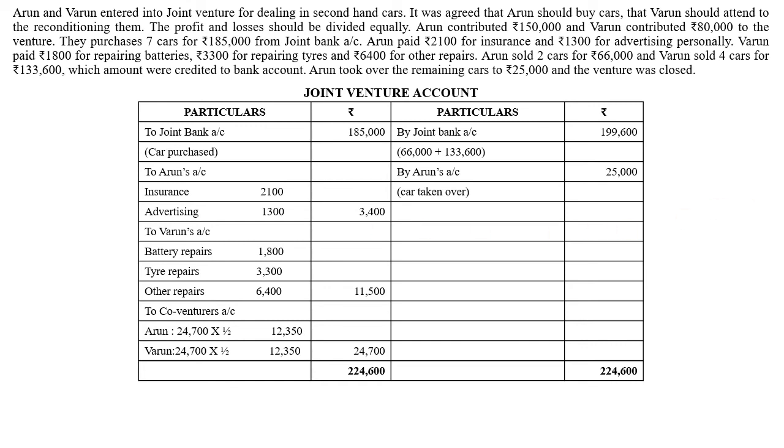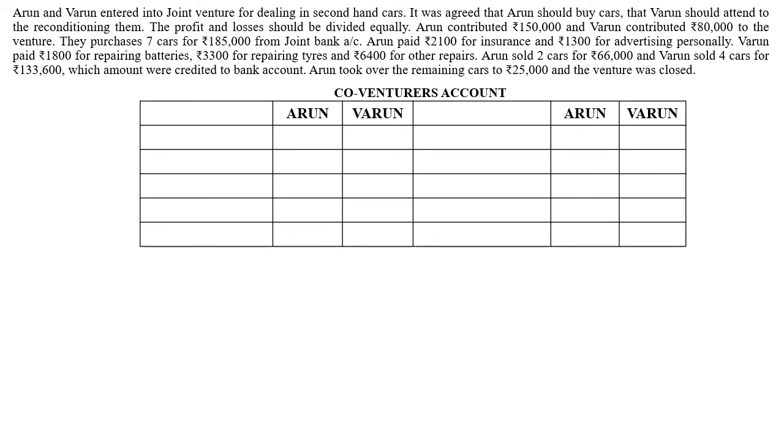The next ledger account, co-venturers account. You studied admission, you studied retirement, right? Same way. Instead of writing partners capital account, you call it co-venturers account. Now you have to see the problem. Before you record the transaction, the first transaction is always the contribution made by the co-venturers. Without contribution, you cannot proceed, right?